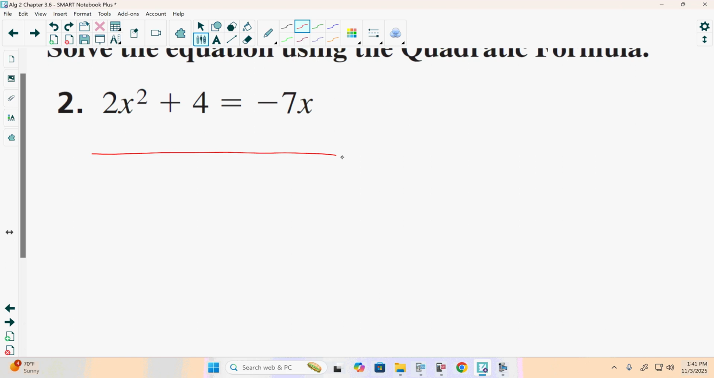Now, there's two ways we can do it. One is that we move the 2x squared and the 4 over to the negative 7x. Or we can move the 7x over to the 2x squared and the 4. I think it's going to be easier to move the 7x over, so instead of moving two things, we're just moving one thing. Now, negative 7x plus 7x is going to be 0.